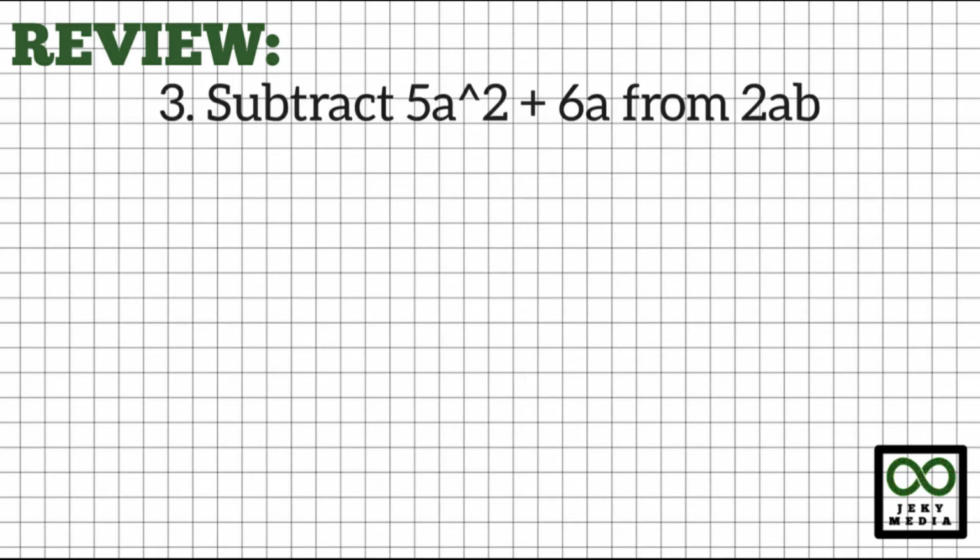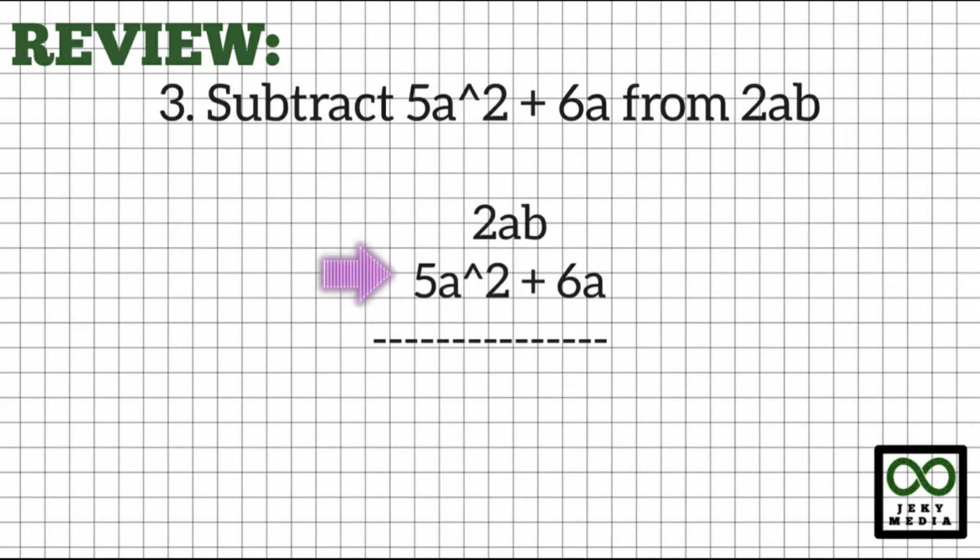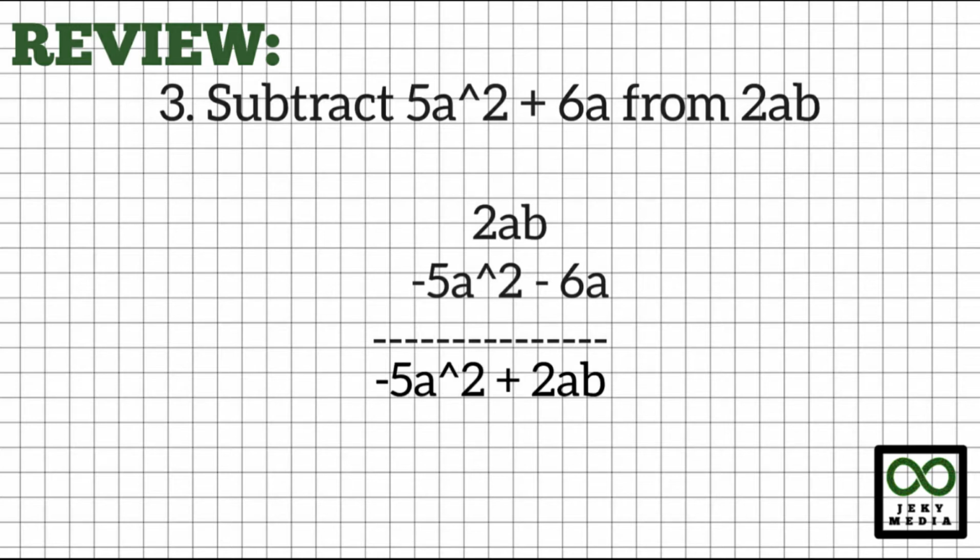Number 3. Subtract 5a squared plus 6a from 2ab. To subtract the terms, change the sign of the subtrahend. 5a squared plus 6a will become negative 5a squared minus 6a. Notice that the variables of each term are not common. If the variables are not common, proceed to copying all the terms in both polynomials. The difference of 2ab and negative 5a squared minus 6a is equal to negative 5a squared plus 2ab minus 6a.